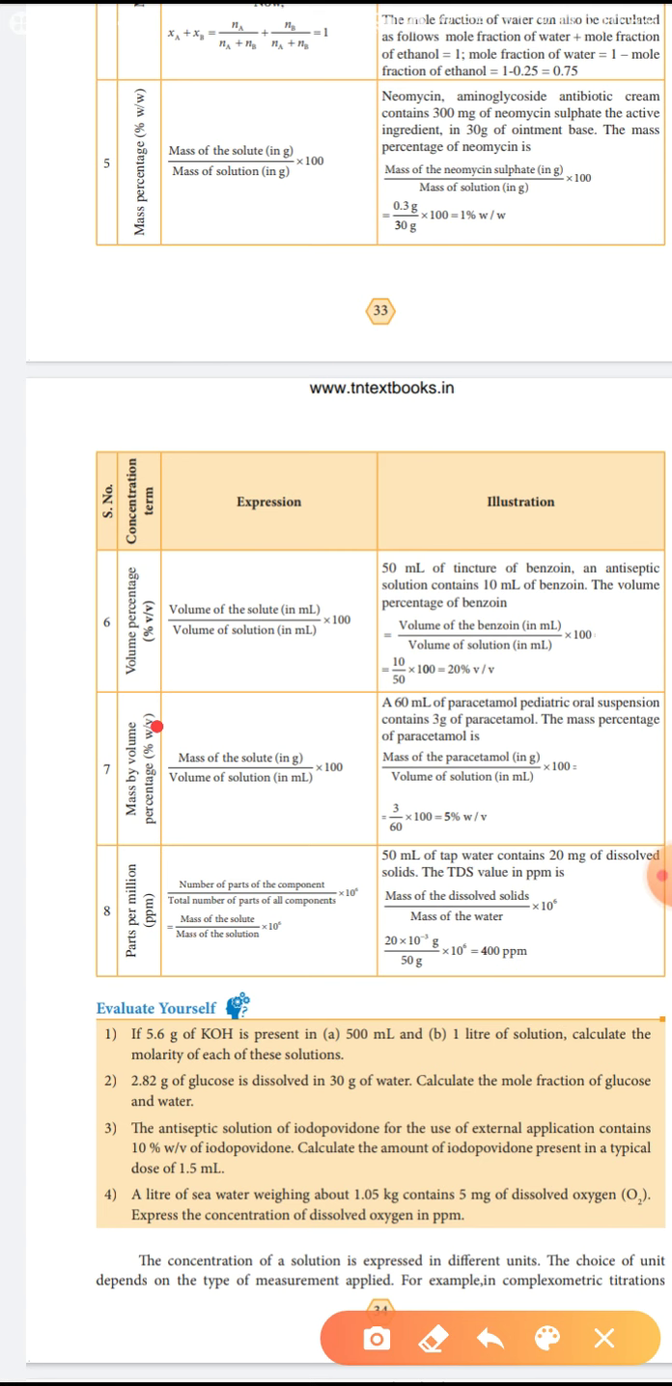Next, parts per million, ppm. ppm is defined as the number of parts of the component divided by the total number of parts of all components, multiplied by 10 power 6, or the mass of the solute divided by the mass of the solution, multiplied by 10 power 6.